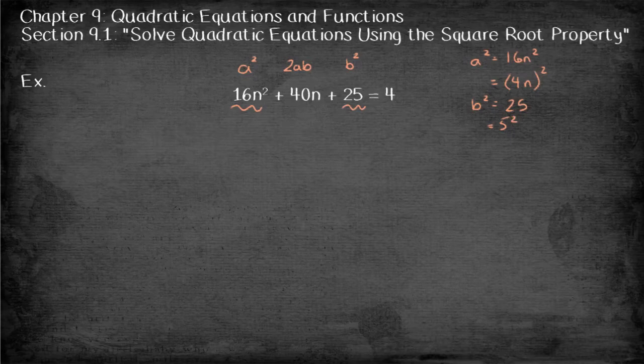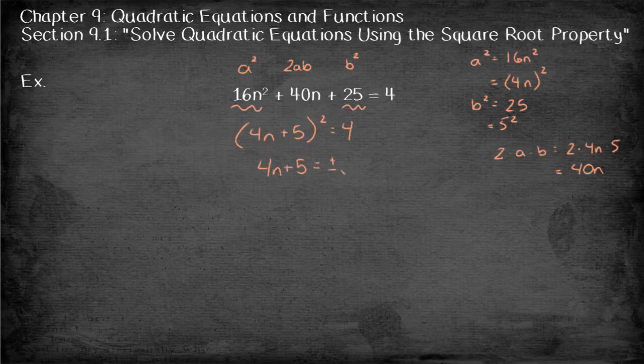So then we have that b is equal to 5 and a is equal to 4n. 2 times a times b is equal to 2 times 4n times 5, which is 40n. So, super easy to factor, actually. We have 4n plus 5, quantity squared. Then we can take the square root of both sides. Of course, the square root of 4 is 2.